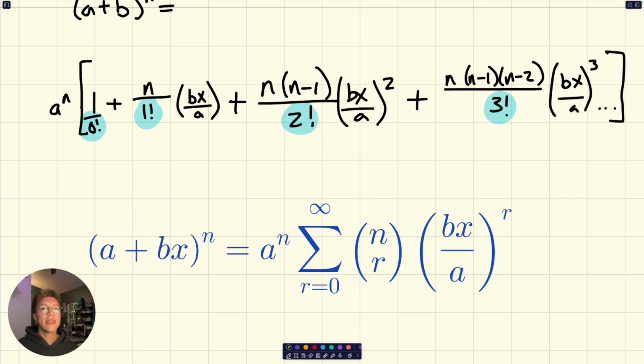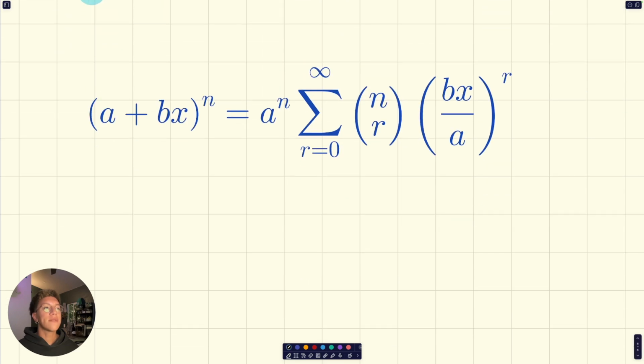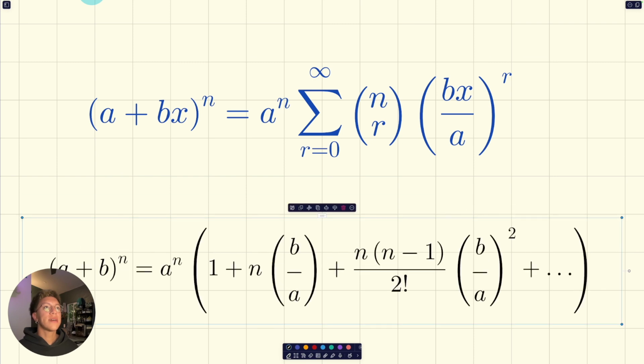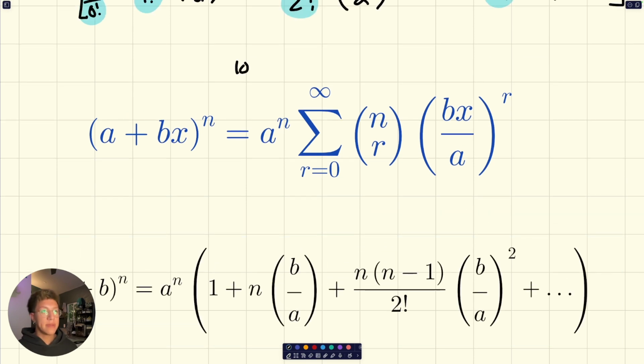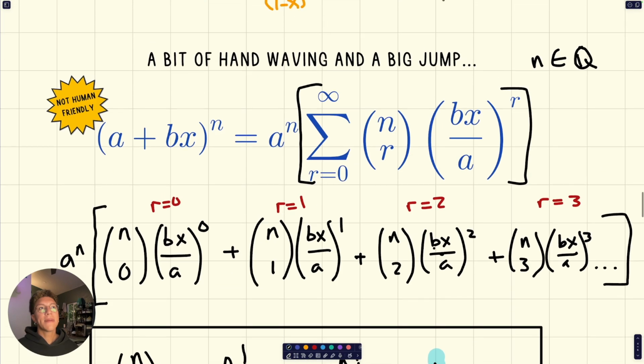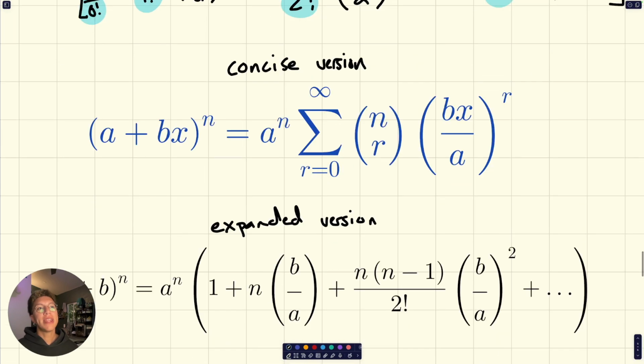And so the expanded version of that, we can go ahead and put in as well in the TAC format, and it looks like that. So here's our concise version, and this one is our expanded. All right, so that is Newton's binomial theorem in concise form, and now in expanded form.